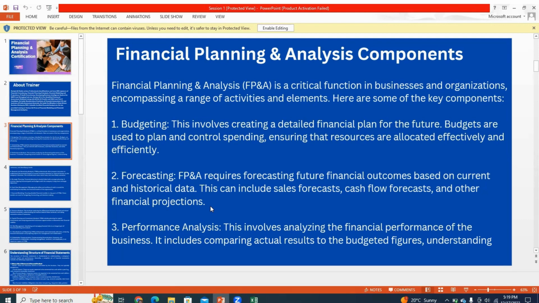Using the schedules, as I have shown, performance analysis. This involves analyzing the financial performance of the business. It includes comparing actual results to the budgeted figures. So yes, actual versus budgeted, actual versus forecasted comes under performance. Any question till sheet 1, or shall I move to sheet 2?